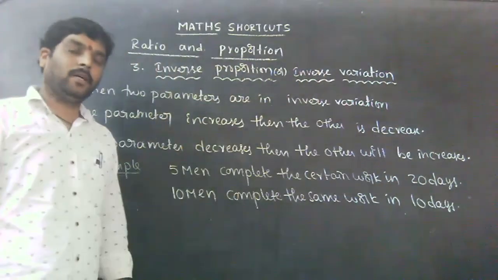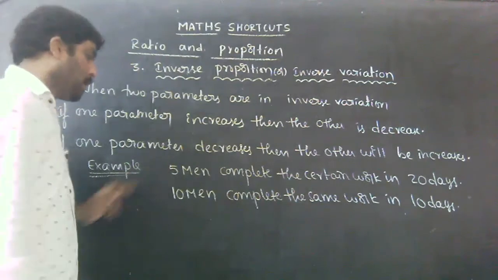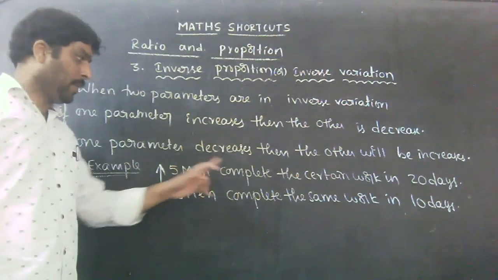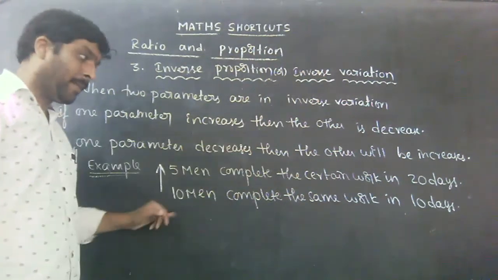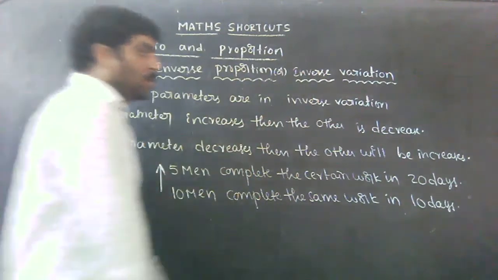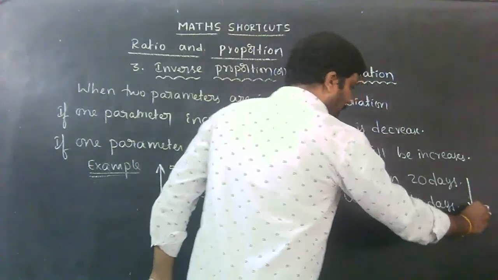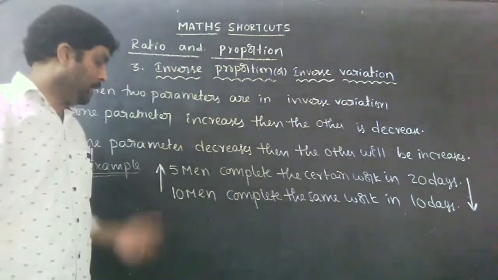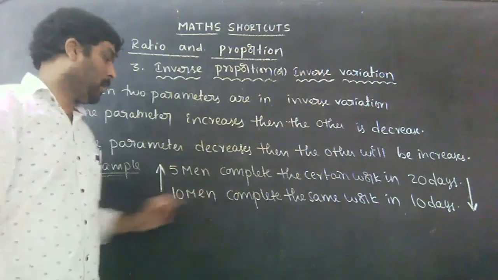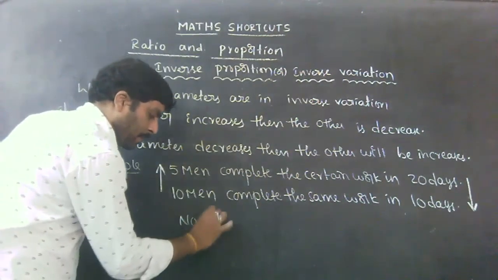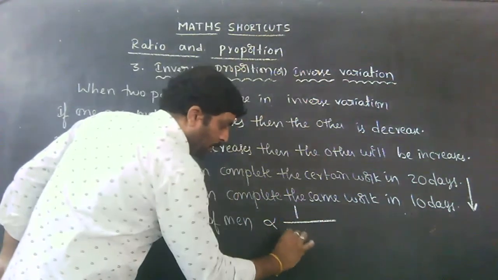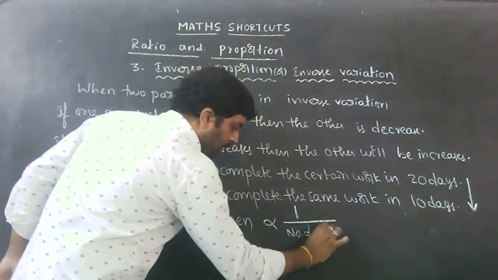What do you observe here? The number of men is increased, from 5 men to 10 men. 5 men complete a certain work in 20 days. 10 men complete the same work in 10 days. 5 to 10, it is increased. 20 to 10, it is decreased. As the number of men is increased, their working days are decreased. So the number of men is inversely proportional to the number of working days.